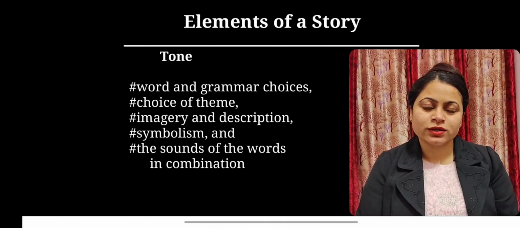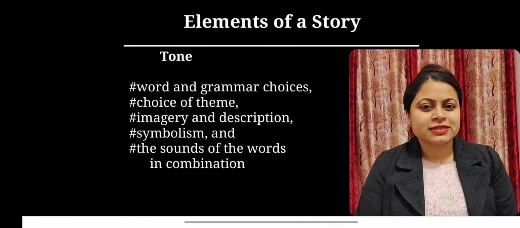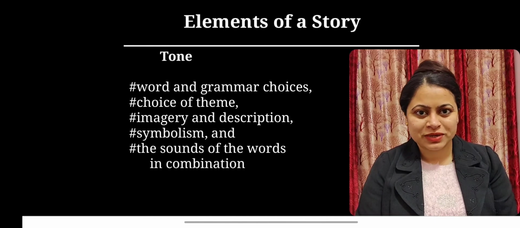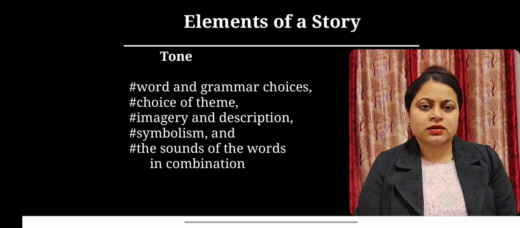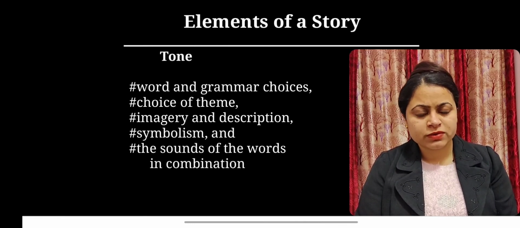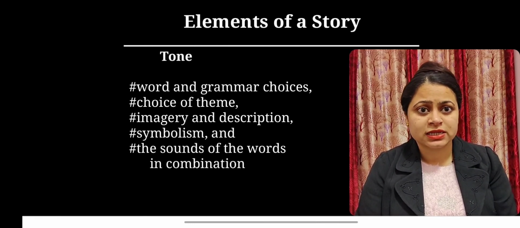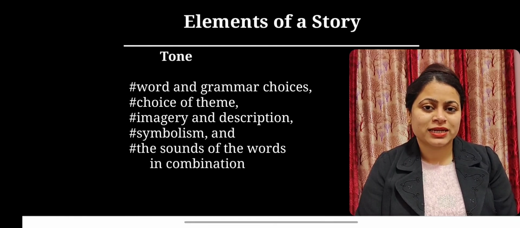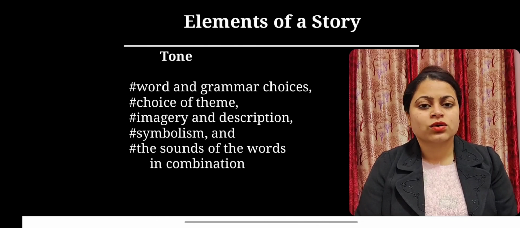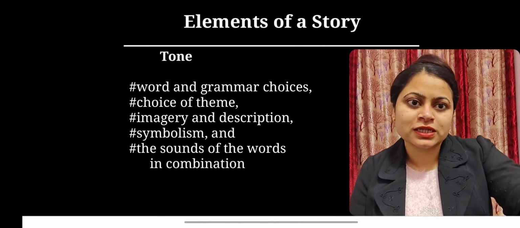Then there is tone. Tone is the overall emotional flavor of the story. Is it happy, funny, sad, or depressed? Tone can be portrayed in multiple ways. A writer can portray the tone through word and grammar choices, choice of theme, imagery and description, symbolism, and the sounds of the words in combination, like rhythm, rhyme, and musicality. And in this way, a writer or author can set the tone of the story.